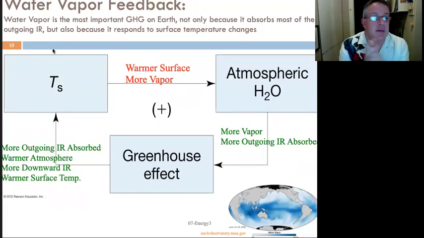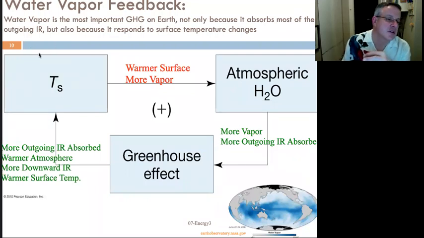Another positive feedback, maybe the most important positive feedback in the Earth system, is the water vapor feedback. And this one directly relates to the ocean. Water vapor is the most important greenhouse gas on Earth, not only because it absorbs most of the outgoing radiation, more than carbon dioxide, more than chlorofluorocarbons, more than methane, but also because it responds to the surface temperature changes. This is what I mean.